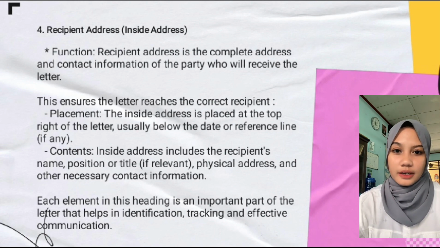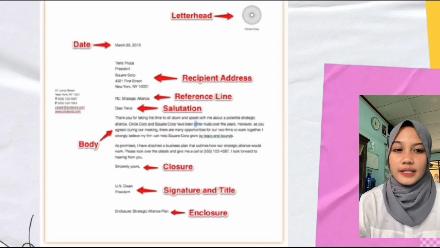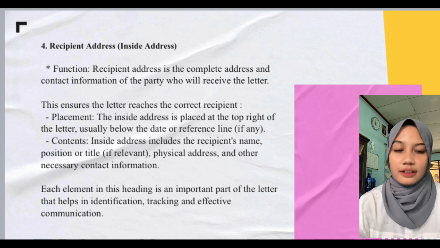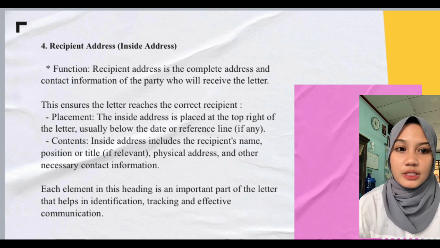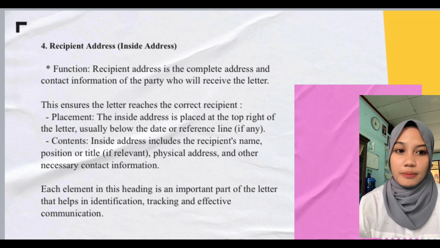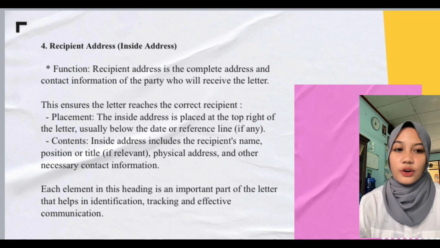Okay, the next material is recipient address. The recipient address is the complete address and contact information of the party who will receive the letter. This includes the name of the person who is receiving the letter, the person's title, organization name, and full address, for example street, city, state, and zip code. This ensures the letter reaches the correct recipient.